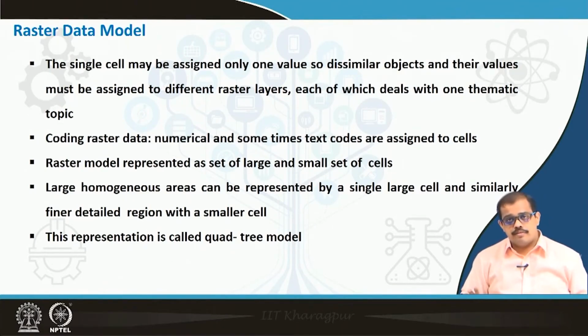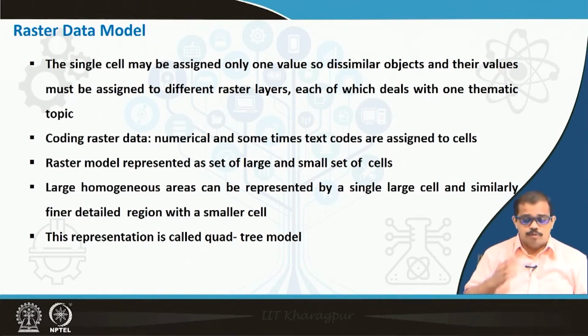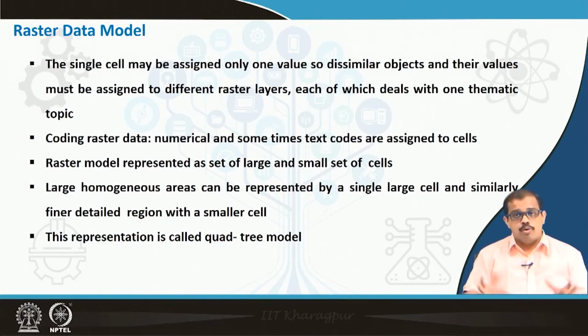So, a raster data model is represented as a set of large and small cells. It can be a large set of cells or a small set of cells. That is how you normally represent raster data. A large homogeneous area can be represented by a single large cell, and similarly a finer detailed region with a smaller cell. That is how we group the larger region versus the smaller region. This kind of representation is called a quad tree.